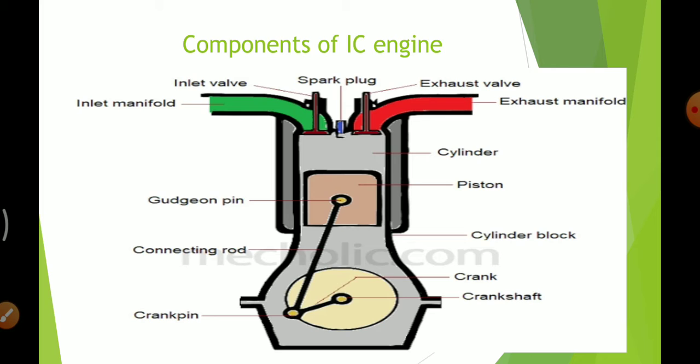Yesterday, in the last video, we discussed the components of an IC engine: the cylinder head, piston, crankshaft, connecting rod, inlet valve and exhaust valve. These are the main components of an IC engine. And today we are going to discuss the working of a two-stroke petrol engine. Let me move to the topic.